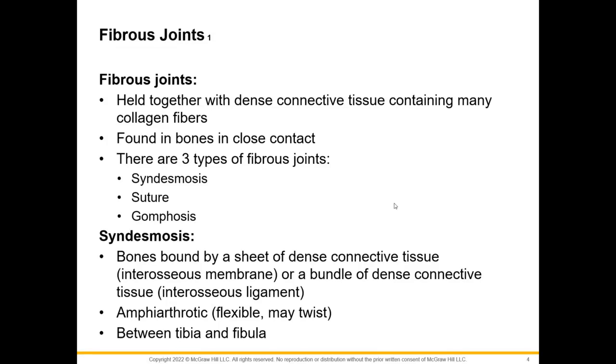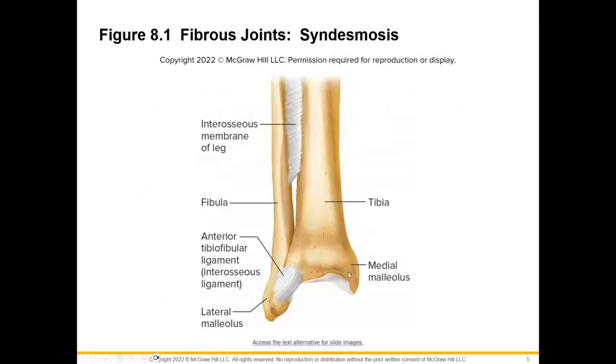Okay, the syndesmosis. These are bones bound by a sheet of dense connective tissue, in this case interosseous membrane, or it can be a bundle of dense connective tissue like interosseous ligaments. They are amphiarthrotic, which means they're flexible and they might twist, so they're slightly movable. A good example is between your tibia and fibula of your lower leg. There's your tibia, there's your fibula, and here is that interosseous membrane. So this is an articulation or joint. Again, it's a fibrous joint, specifically a syndesmosis.